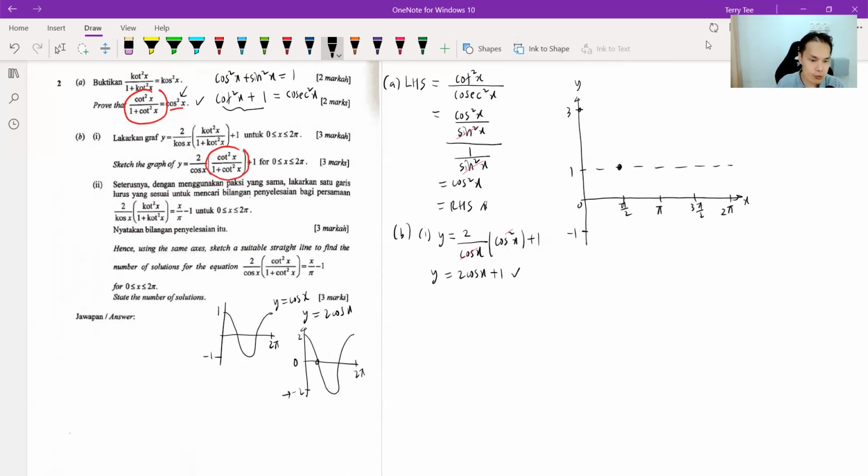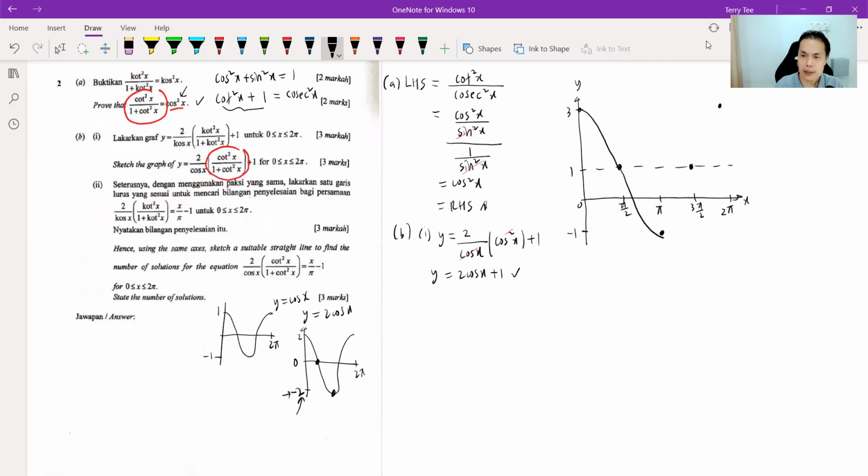Before this, it's at 0. When you shift up by 1, it has to pass through this point here, 1. And before this is at -2. -2, when you shift up by 1, it's at -1 now. Then it moves back up to 1. And it has a maximum of 3. So your graph should be going down this way.